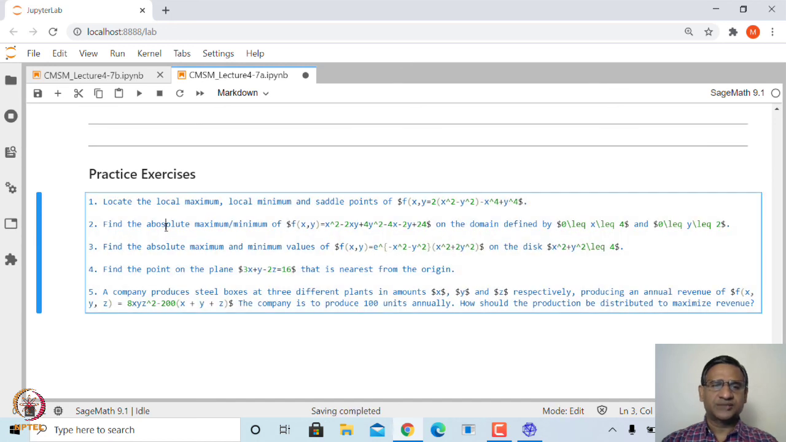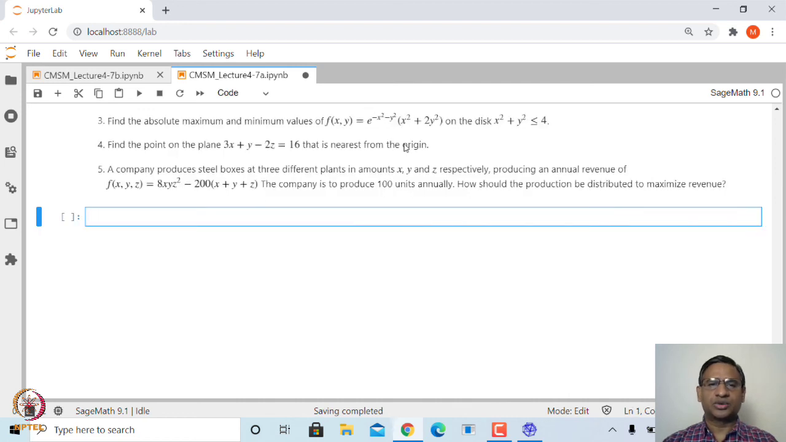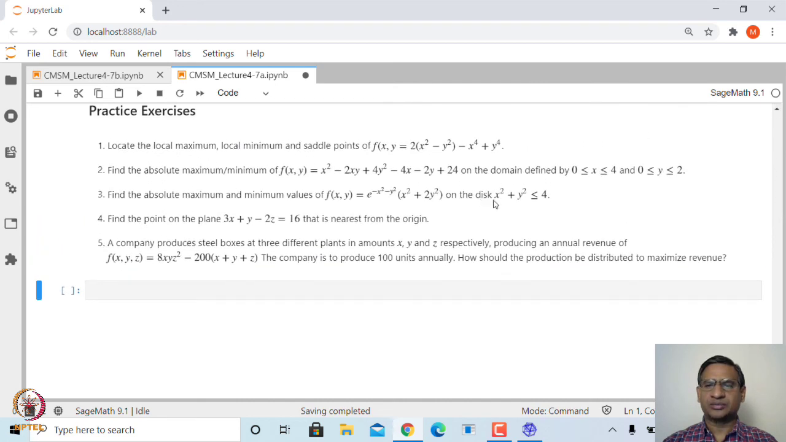You need to find the absolute maximum and minimum. As I said, you need to first find the local maximum and local minimum, and then also find the function value at the boundary points and then compare.